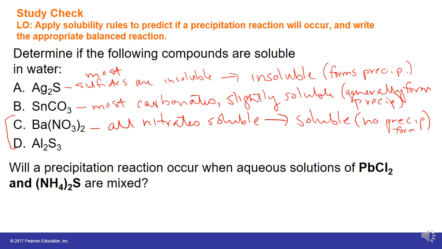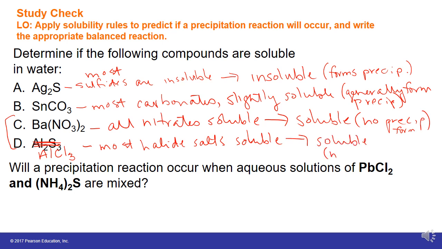Let's try, instead of doing aluminum sulfide, how about you try taking a look at aluminum chloride? All right, what about aluminum chloride? What can we say about aluminum chloride? Well, the rule says that most halide salts are soluble, and aluminum was not on the list of exceptions. So this guy is soluble, and it would not form a precipitate if it was a product in a chemical reaction.